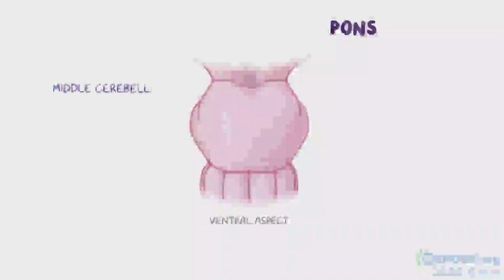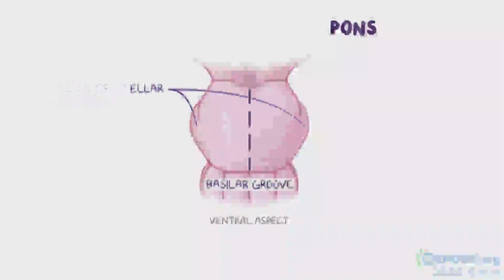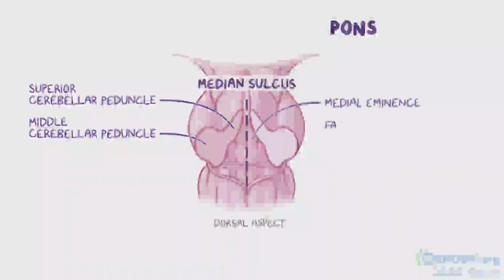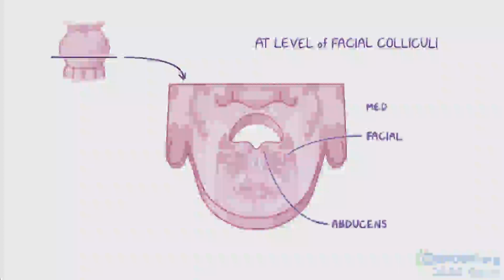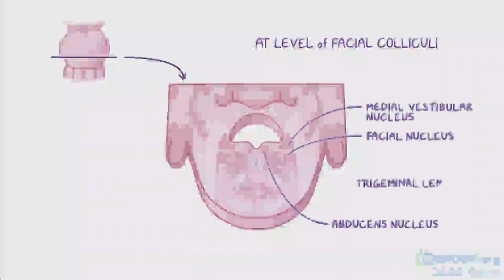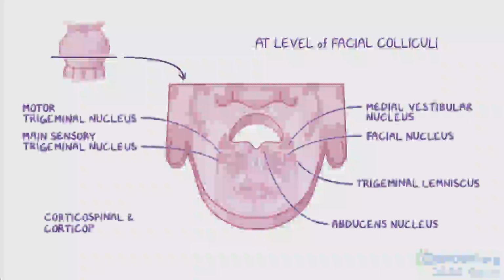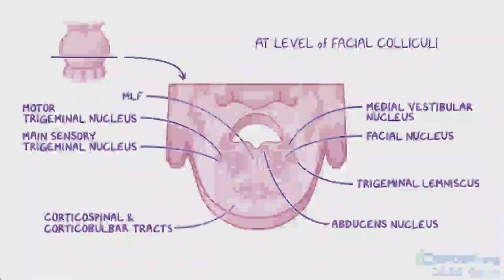On the ventral aspect of the pons, we see the ventral parts of the middle cerebellar peduncles and the basilar groove. On the dorsal aspect are the superior and middle cerebellar peduncles, median sulcus, medial eminence and facial colliculus, sulcus limitans, and vestibular area. At the level of the facial colliculi, there are the facial, abducens, and medial vestibular nuclei, and the trigeminal lemnisci, and the motor and main sensory nuclei of trigeminal, corticospinal, and corticobulbar tracts, the MLF, spinothalamic tracts, and medial lemnisci.